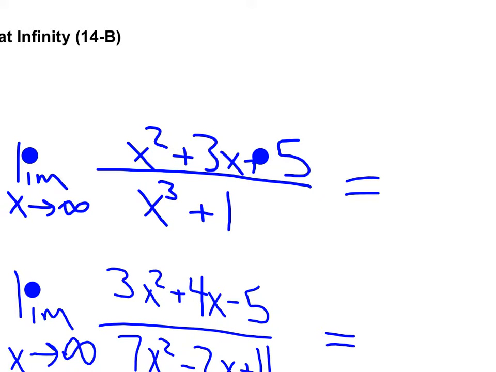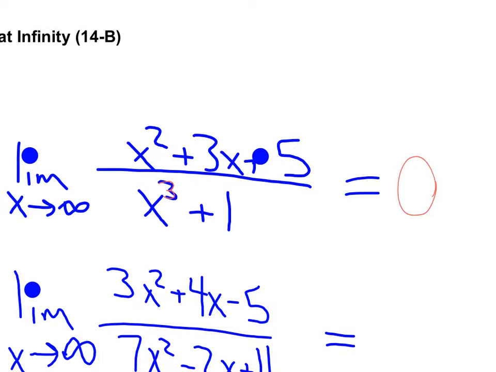We have the limit as x approaches infinity of x squared plus 3x plus 5 over x cubed plus 1. So what would our limit equal? Is it bigger on the bottom, then 0? Bigger on the bottom, good, you caught yourself there. Bigger on the bottom, the cube is bigger, so this limit's going to approach 0.